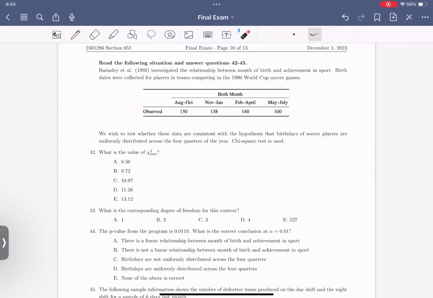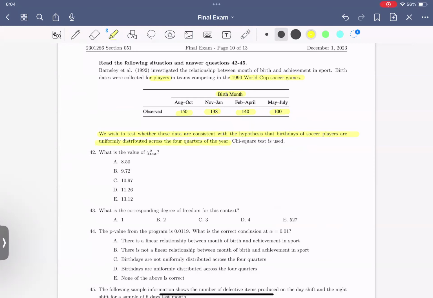Birth dates were collected for players in teams completing 1990 World Cup soccer games. So actually, he sampled so many people, and he wants to know whether the birth months of the players in the 1990 World Cup soccer games are consistent with the hypothesis that birthdays of soccer players are uniformly distributed across 4 quarters of the year.